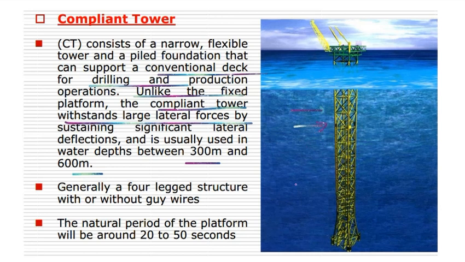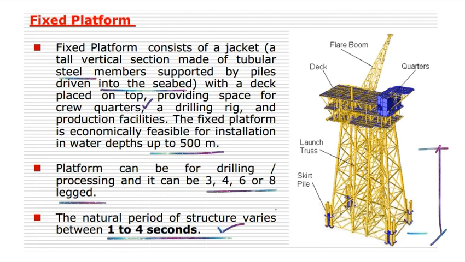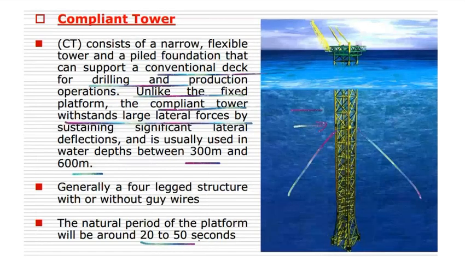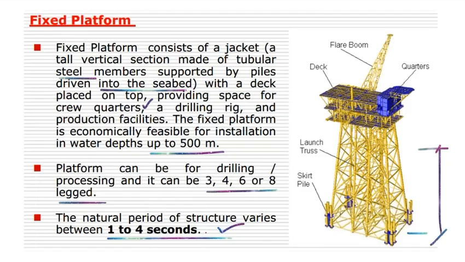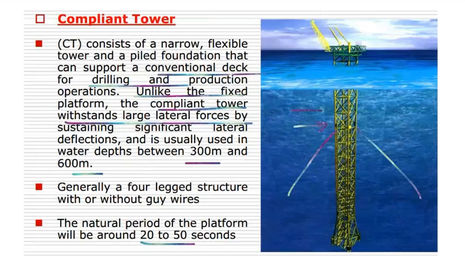Generally, it is a four-legged structure with or without guy wires. Sometimes they will use guy wires like this to control the deflections and reduce the lateral forces. The natural period of the platform will be around 20 to 50 seconds. If you see this one, 1 to 4 seconds, it's almost 10 to 15 times more.